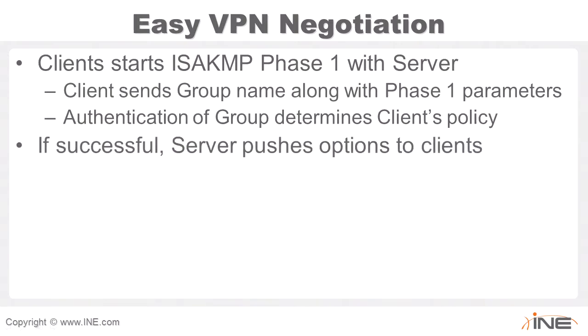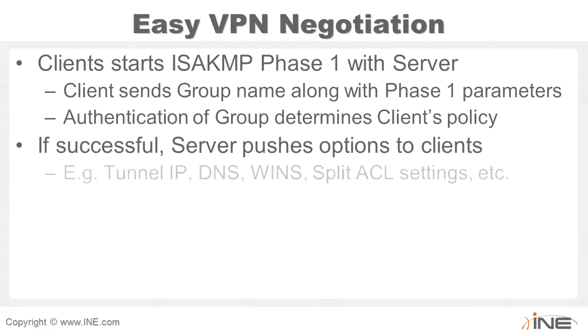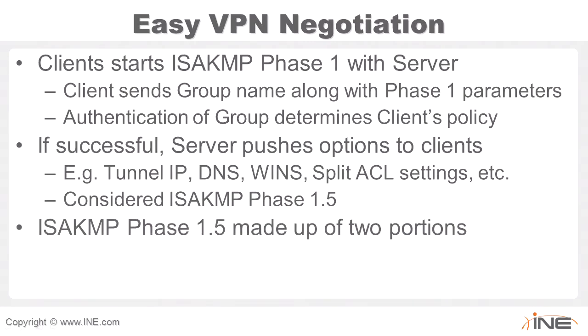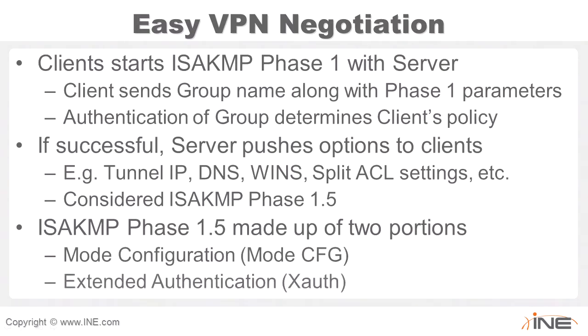Now, if the group authentication is successful, then the server is going to offer different types of options down to the client, like a new address for the tunnel, maybe a split DNS server address, a WINS address, maybe split access list settings that are ultimately going to control what traffic does or does not go over the VPN tunnel, where all of these settings are negotiated by what we consider ISAKMP phase 1.5. We mentioned this phase 1.5 briefly before, where it's made up of two subportions that are known as mode configuration and extended authentication, or mode config and XAuth.